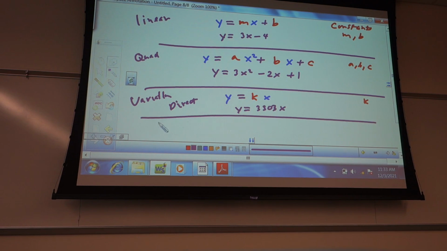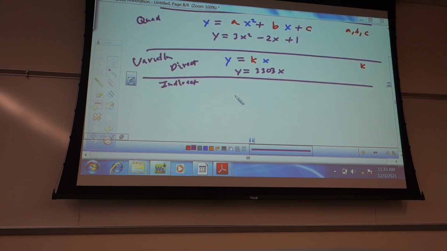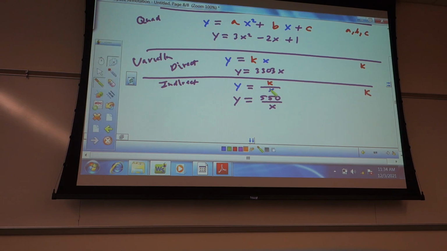And then we have indirect variation, where we have something like y equals 550 over x, something like that. So x and y are my variables. K is just some constant I need to find. Y is my variable, and k is the thing that I'm trying to find. But y and x are always here in all these problems. There's always going to be a y and an x.